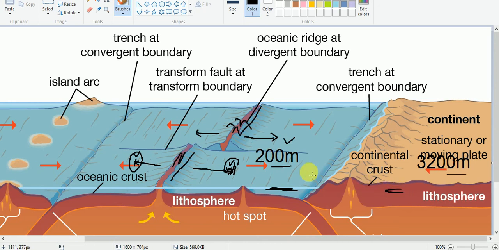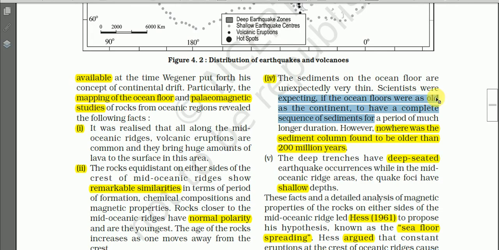If we assume that the age of the ocean floor and the age of the continents is the same, then we should have found the same thickness of sediments on the ocean floor also. However, it is not so. On the floor of the ocean, the sediments are very, very thin as compared to the continental land masses. And as learned earlier, nowhere was the sediment column found to be older than 200 million years. That means on the ocean floor, nowhere was the sediment column found older than 200 million years, as we mentioned earlier.